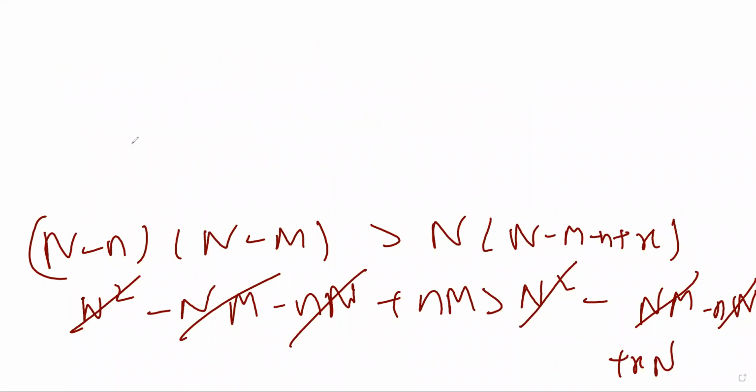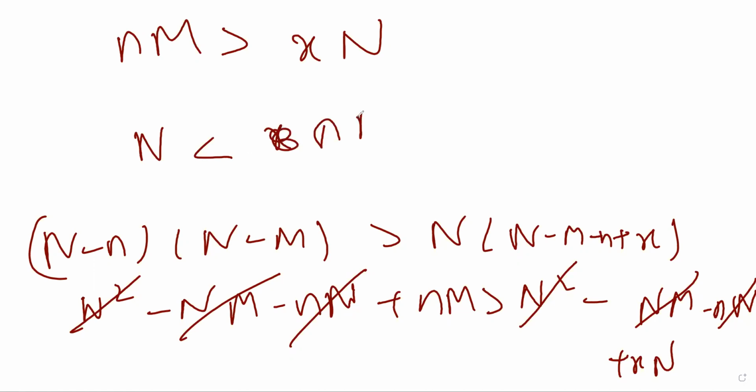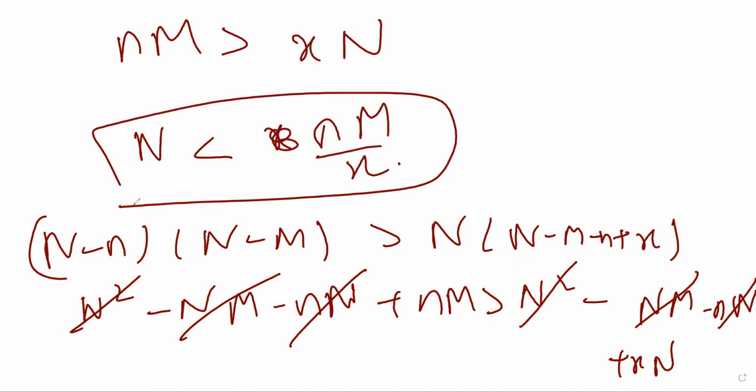So now what we will get is nm greater than xn. Okay. So n should be less than nm upon x. So for this n, Ln will be greater than Ln minus 1. So what will be n? MLE will be nm upon x.